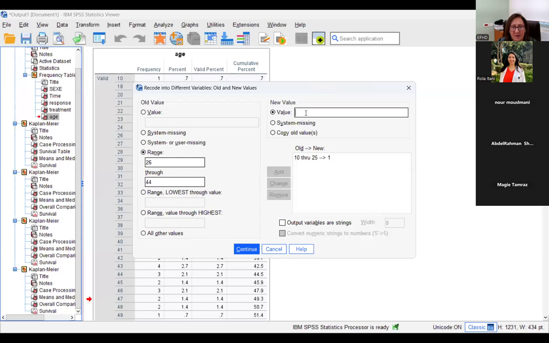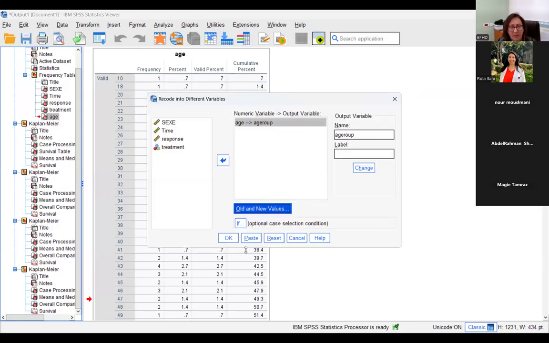This is very arbitrary. Okay, 2. I don't have too many data, so 45 to 64 is 3, and I add. Then I'll do through highest, I would take 65 and above, and I'll make it 4. And then I will add, and then continue. I'm not going to the syntax, I don't want to keep shifting screens.